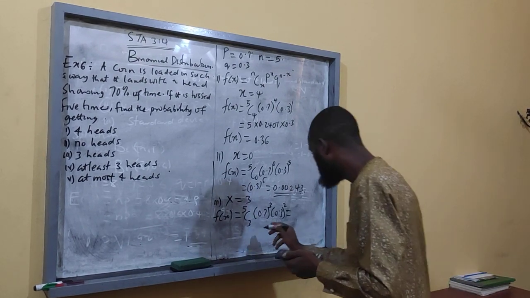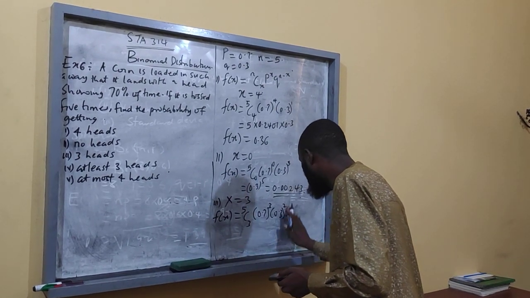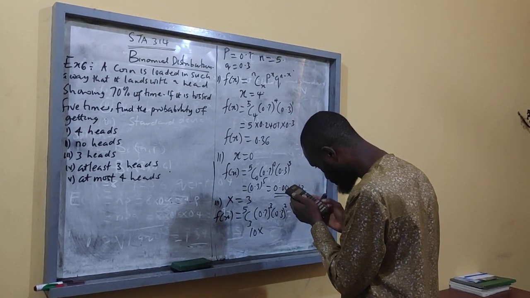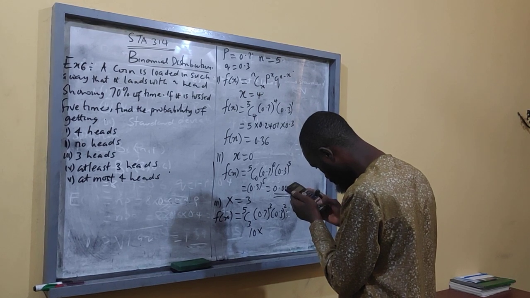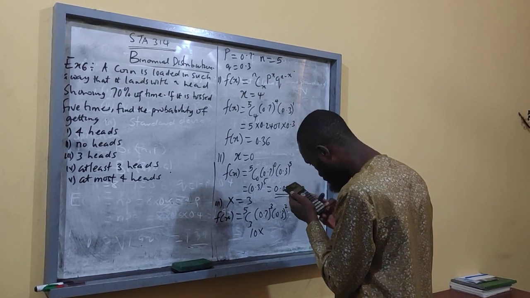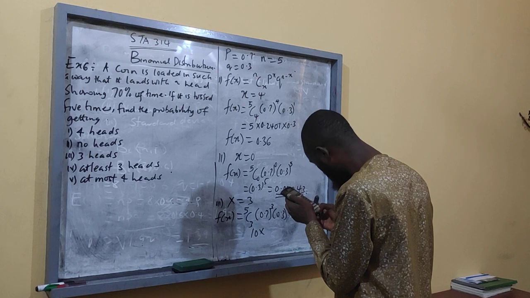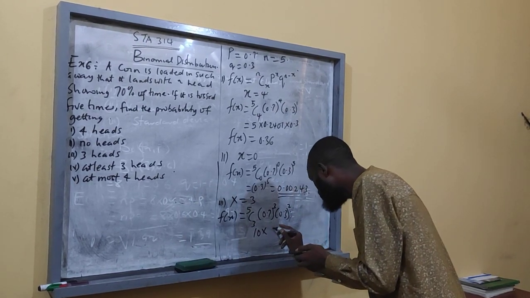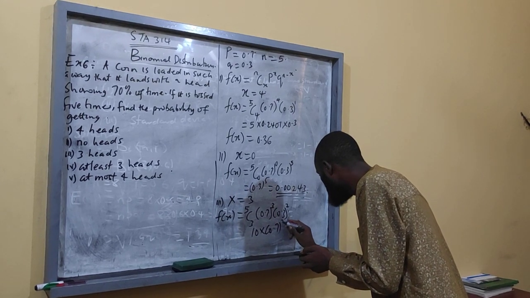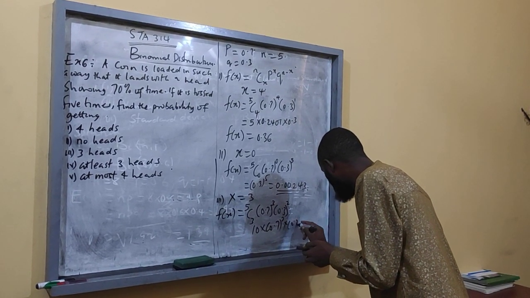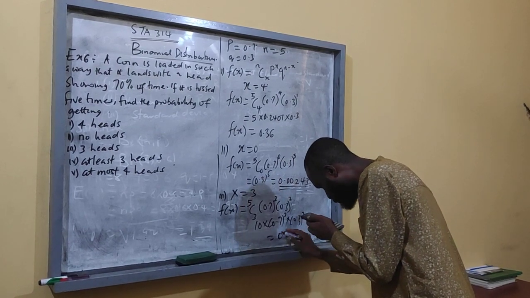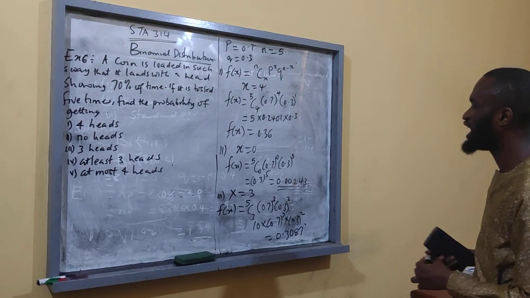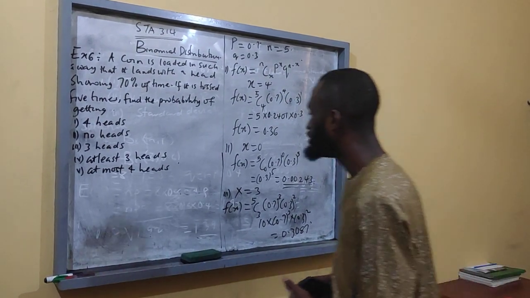It's 10 times 0.7 raised to power 3, times 0.3 raised to power 2. At the end of the day, we have 0.3087, and that is the answer to the question.